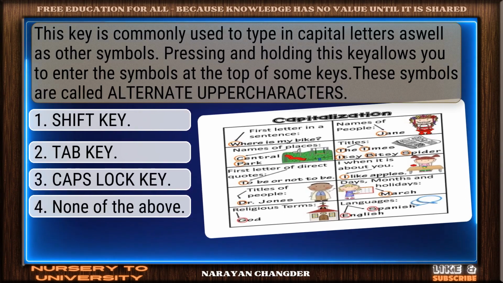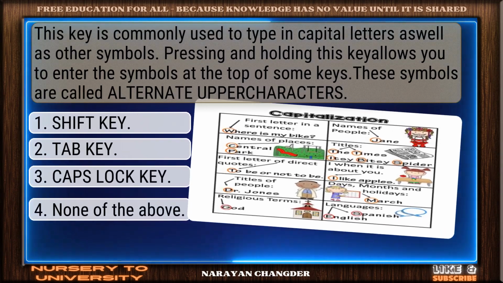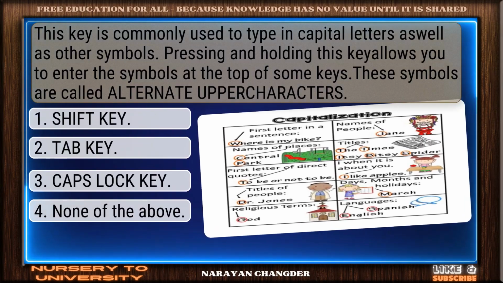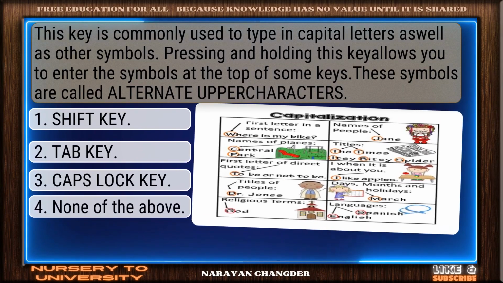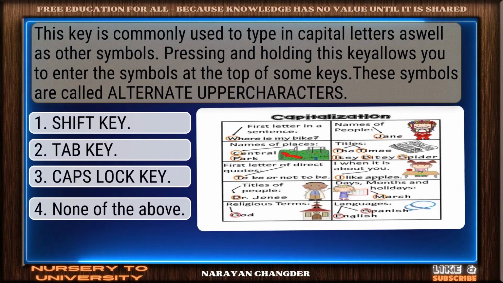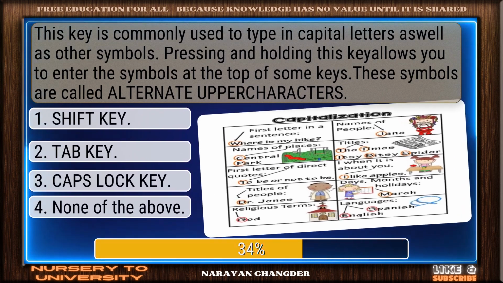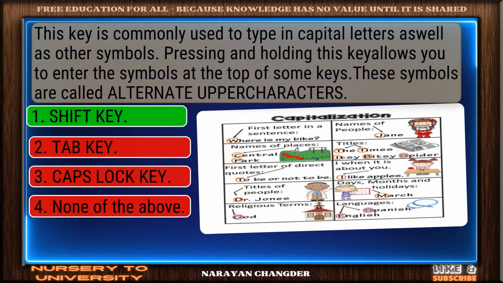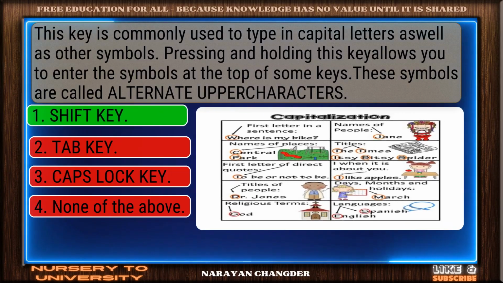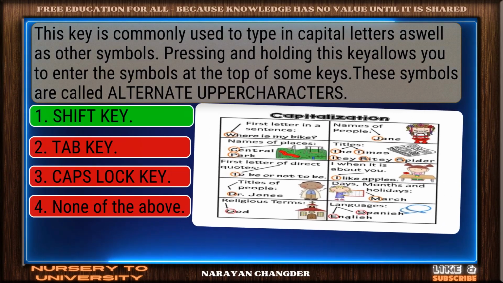This key is commonly used to type in capital letters as well as other symbols. Pressing and holding this key allows you to enter the symbols at the top of some keys. These symbols are called alternate upper characters. Strong choice. Shift key is the right answer.